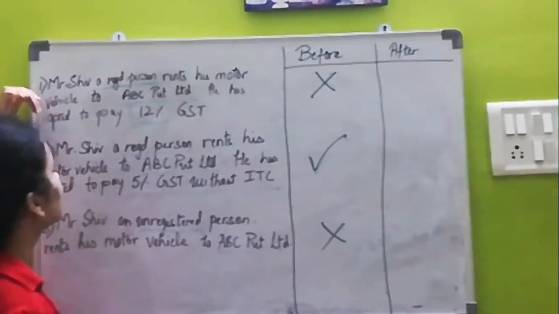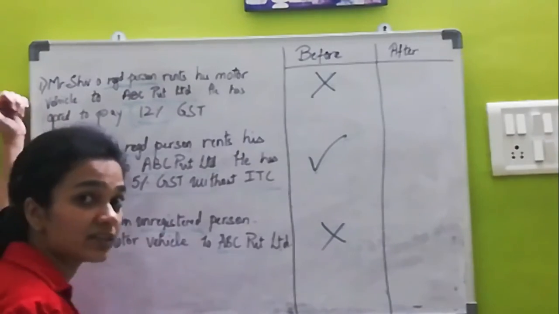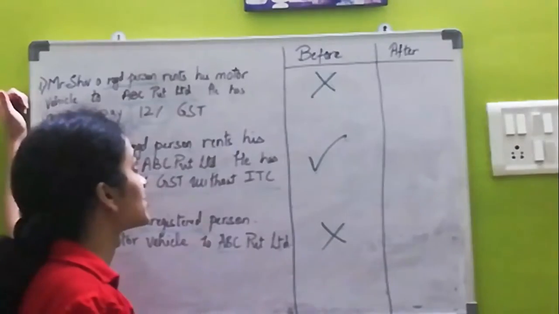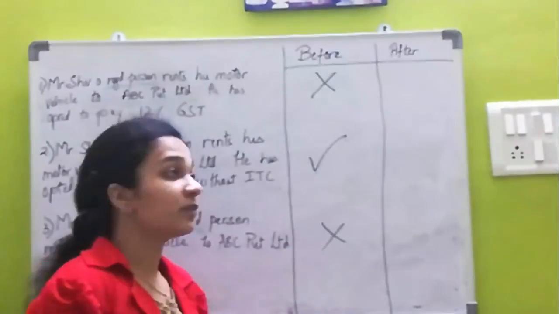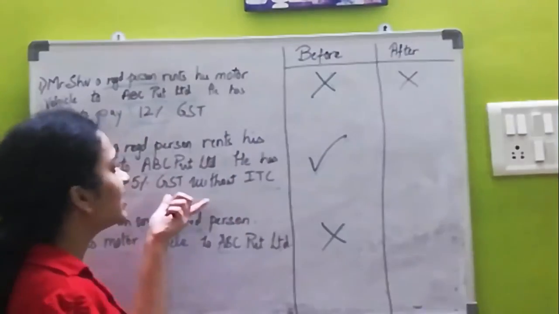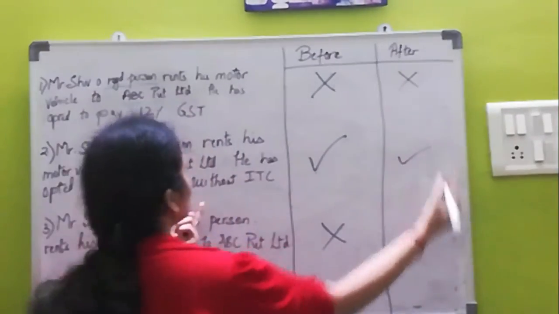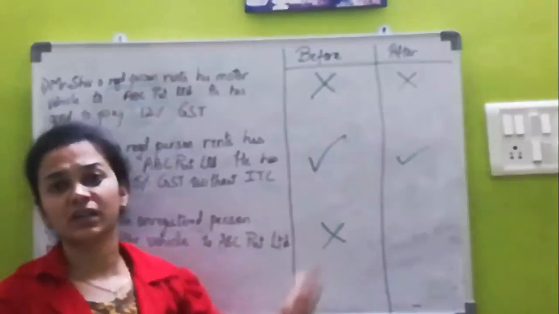In the amended provision, if we look at the first point, the supplier is a person other than body corporate, the recipient is a body corporate, and the supplier has opted to pay tax at 12%. So there wouldn't be any change in the first case. Neither would there be any change in the second situation, because this is something which will be covered under RCM even in the amended provision.